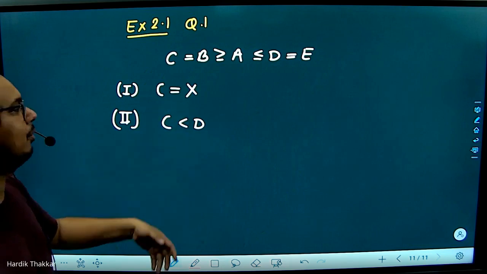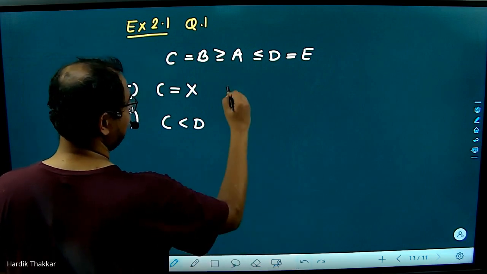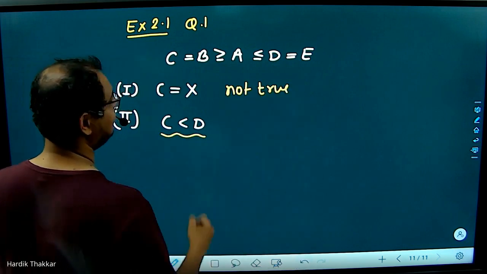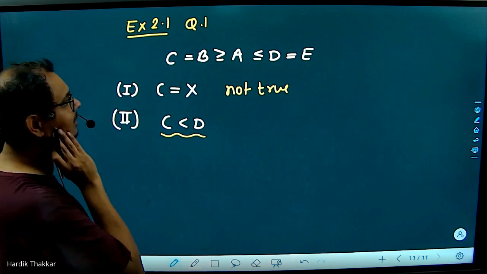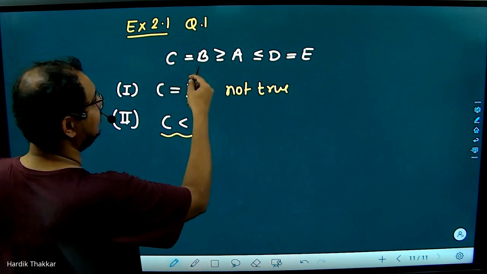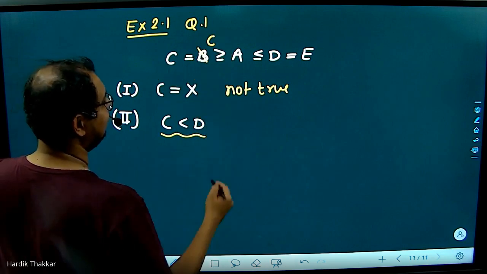What is X? We don't know. So this conclusion is not true. Okay. Now we will check for C less than D. We will check whether C is less than D or not. Okay. So here C is equal to B, so we can replace B with C. So this will be the C.